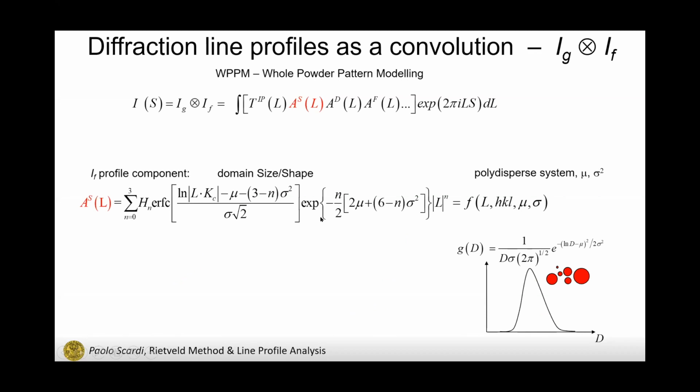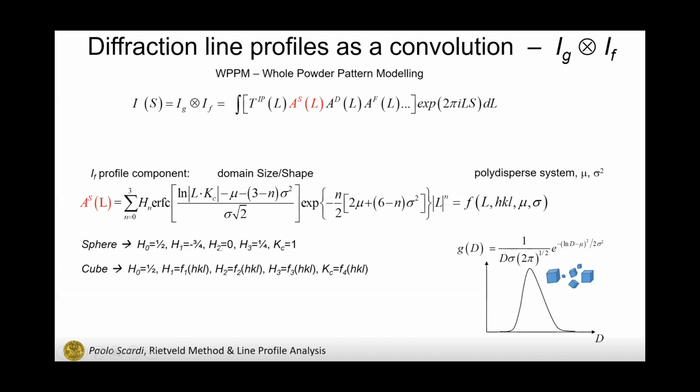And in this case, the Fourier transform for this size component of the line profile is this expression, which might look complicated, but in the end, for a computer, is not such a big deal, and is dependent on L, the Fourier length, the HKL if the shape is not spherical, mu and sigma for the given distribution. You might even use a different distribution if you like. This expression holds true for any other convex solid with a single size parameter, like a cube or an octahedron, tetrahedron, but basically you can extend it to any shape with some suitable modifications.